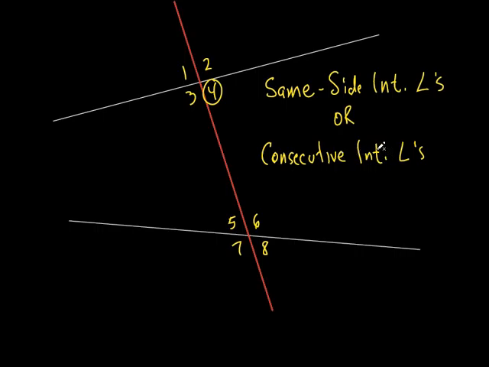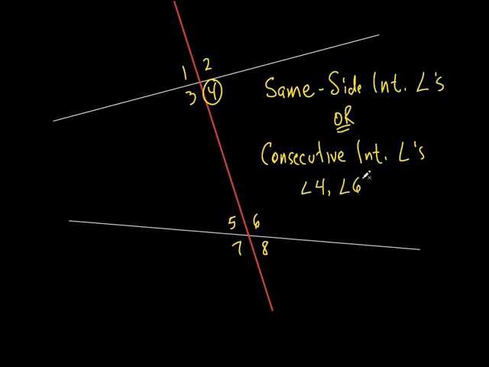So let's list the consecutive interior angles, or the same side interior angles. They're the same thing, right? It's just two different words to describe it. So what do you think? Angle 4. What's an interior angle that's on the same side of that transversal? Angle 6, right? So angle 6.